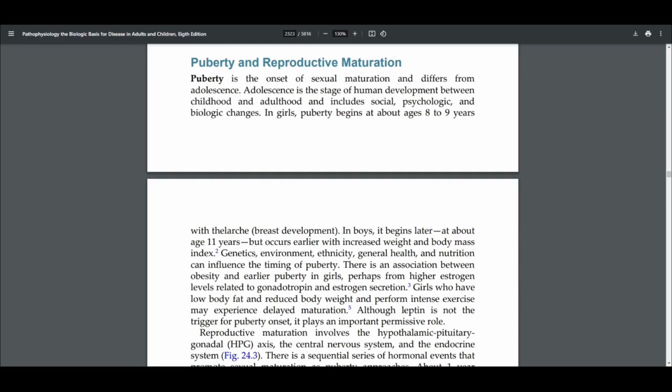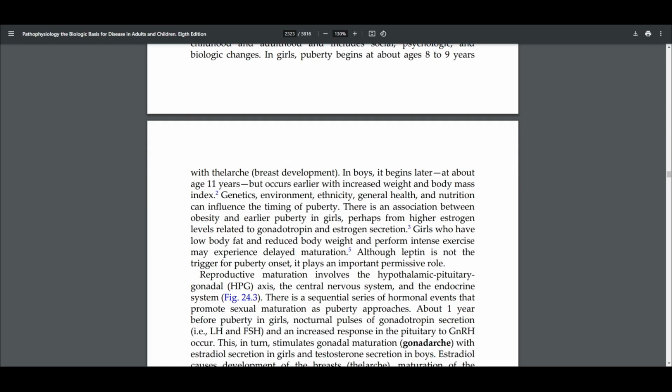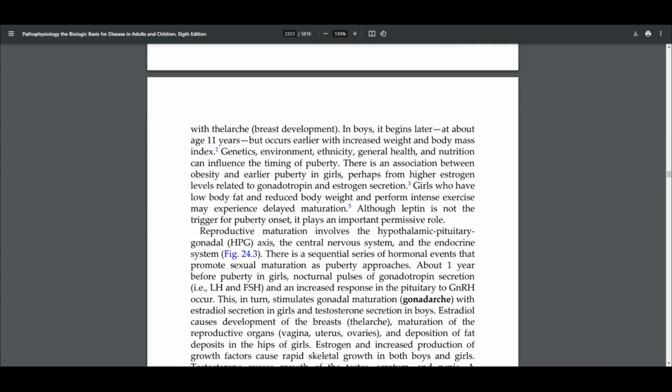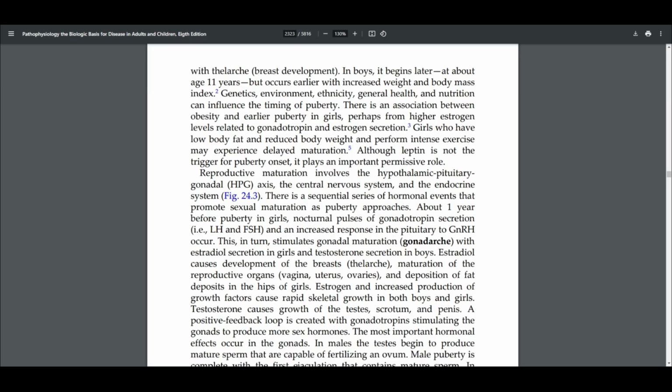In girls, puberty begins at about 8 to 9 years of age, with thelarche, or breast development. In boys, it begins later, at about age 11, but occurs earlier with increased weight and body mass indexes. Genetics, environment, ethnicity, general health, and nutrition all can influence the timing of puberty.